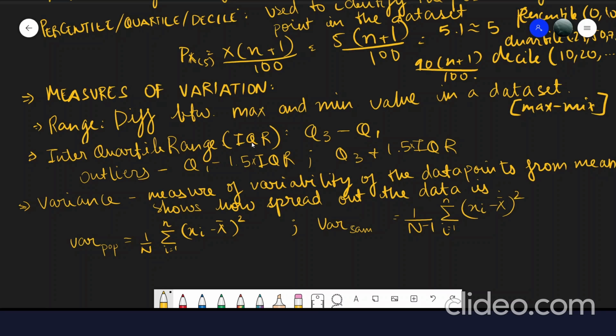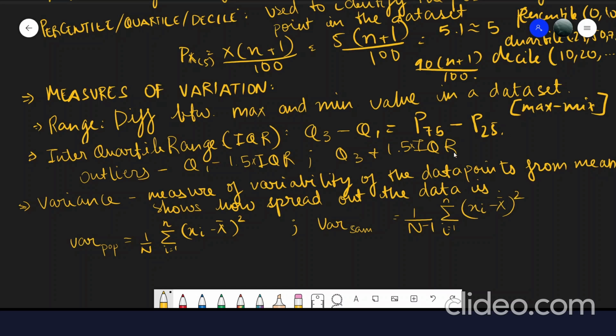Next, we have the interquartile range. The interquartile range in a data set is the difference between the third quartile and the first quartile. This is basically just P75, the 75th percentile, minus the 25th percentile. The first quartile is the 25th percentile, and the third quartile is the 75th percentile. So the interquartile range is just Q3 minus Q1, which is the magnitude of the value that comes at the 75th percentile, minus the magnitude of the value that comes at the 25th percentile.